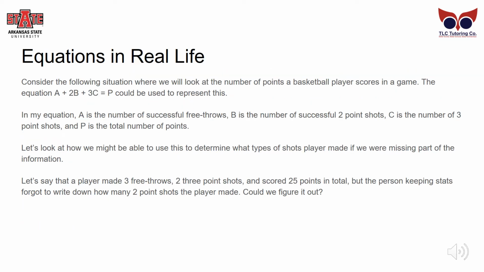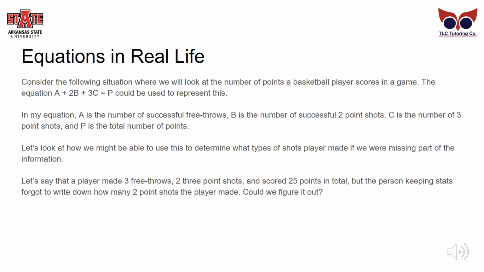Equations in real life. Consider the following situation, where we will look at the number of points a basketball player scores in a game. The equation A plus 2B plus 3C equals P could be used to represent this. In my equation, A is the number of successful free throws, B is the number of successful two-point shots, and C is the number of three-point shots. P is the total number of points.